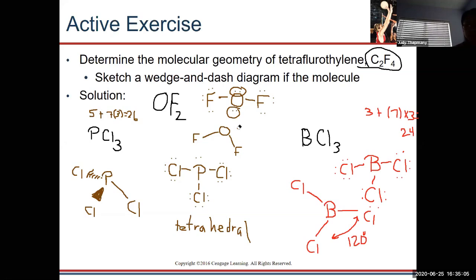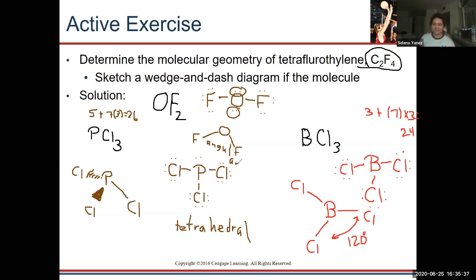Piece of cake? Not really. You say angular and what? Or bent. Dr. Henry, I have a question. If the oxygen weren't to have those lone pairs, would it have been linear? It would have been, but those lone pairs cause it to not be.